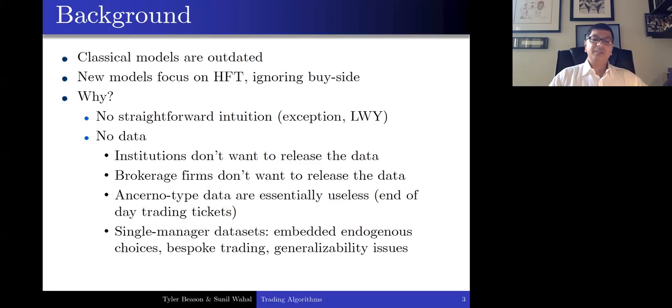There are some single manager data sets out there that some folks have worked with. I'm very cautious about those data sets, and that has to do with the fact that there are endogenous choices embedded in that data. A single institution can and often does, especially if it's sizable, generate bespoke trading practices that are very specific to it and its order flow, and that means that generalizing from that data is quite difficult.